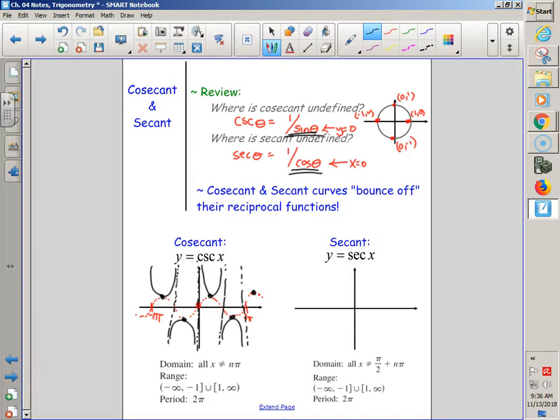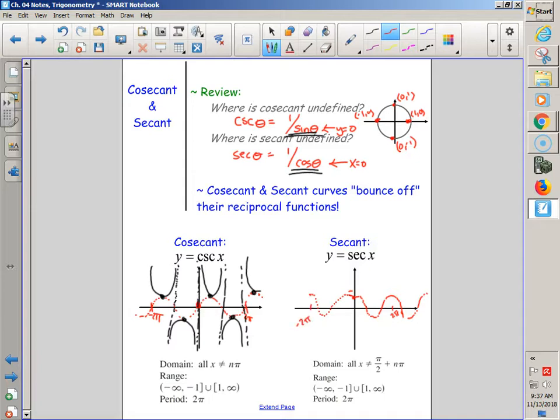Okay, so what do you guys think I'm going to draw for the secant curve? Cosine. And cosine starts at the top, right, and comes back to the top at 2 pi, and back to the top again at 4 pi. You guys agree? Yes. And going back the other direction, it comes back to the top at negative 2 pi.